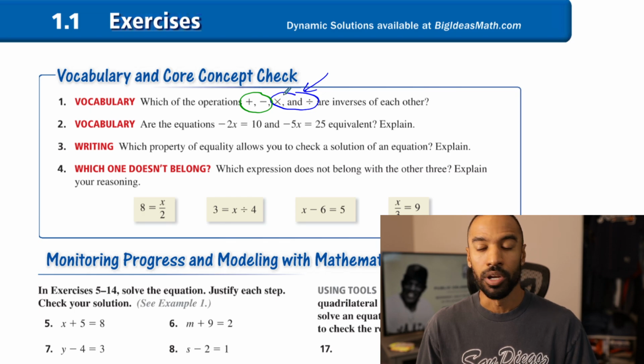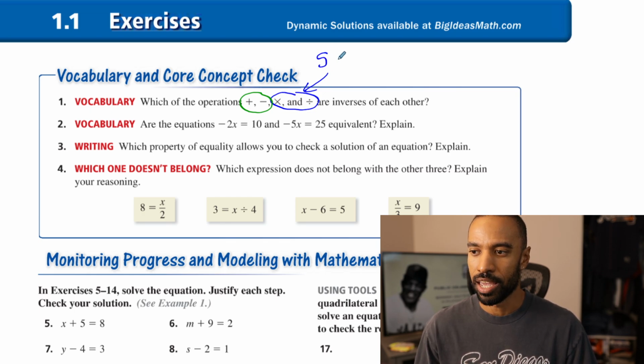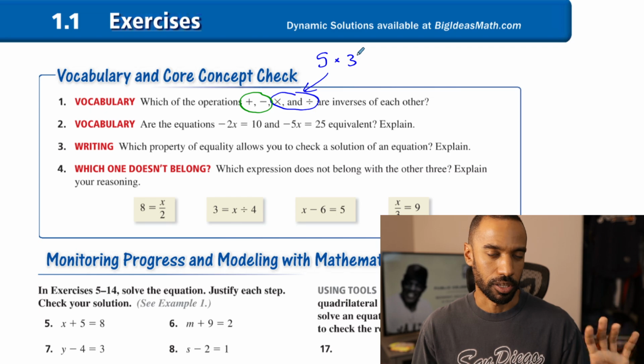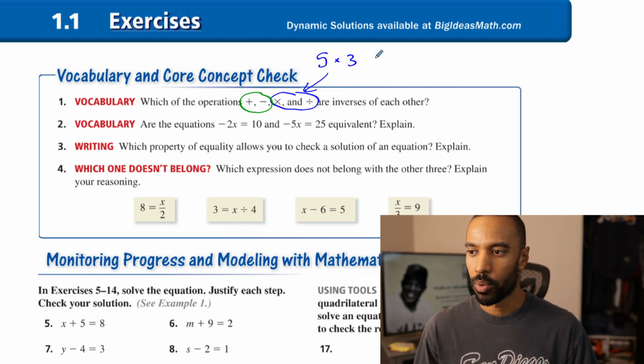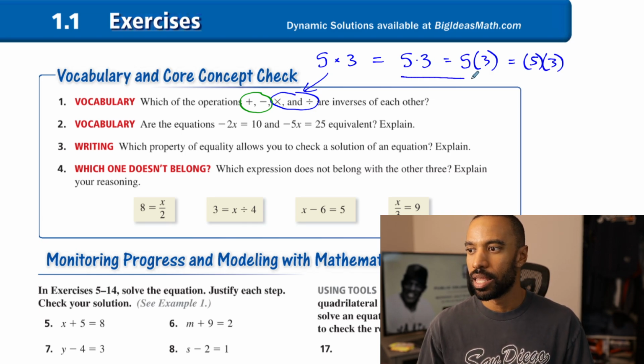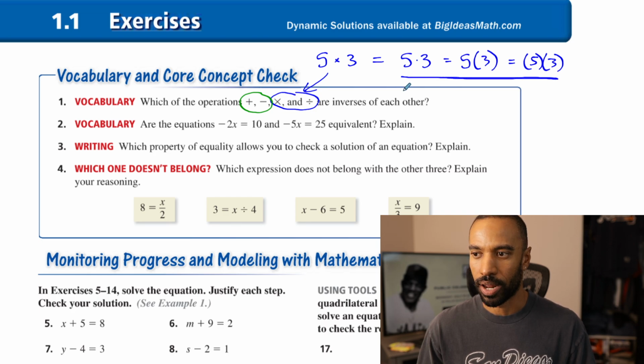X is your variable. So what are different ways that we can say like 5 times 3? But look, it's 15. That's not my question. What are ways we can say 5 times 3? We can do 5 with a dot and 3, or 5 with parentheses and a 3, or 2 sets of parentheses. It's kind of up to you. No matter which one you're doing, these are more equivalent versions of what you're going to have.